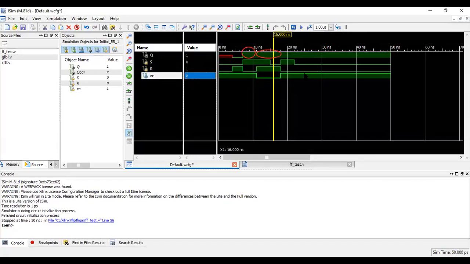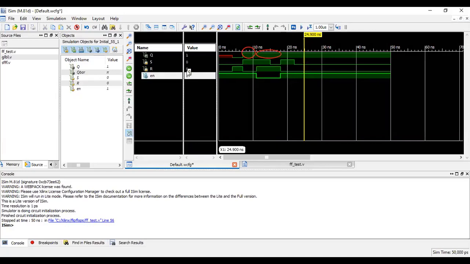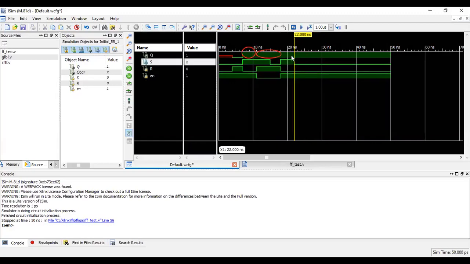This is how we should analyze the latches, gated flip-flops and clocked flip-flops. Now come back here. What has happened over here? Enable is 1. What is your S value? 0. What is the R value? 0. It should follow the previous state. See here, you can see the previous state is 1.